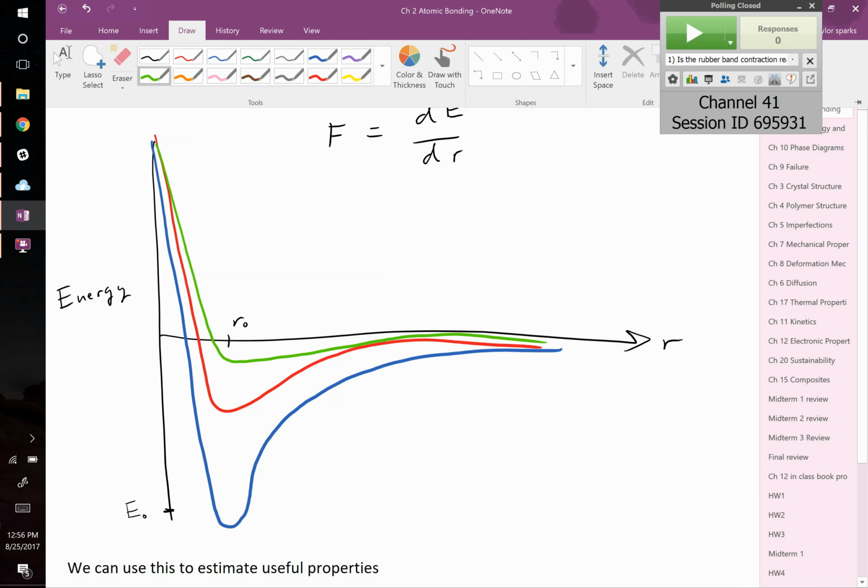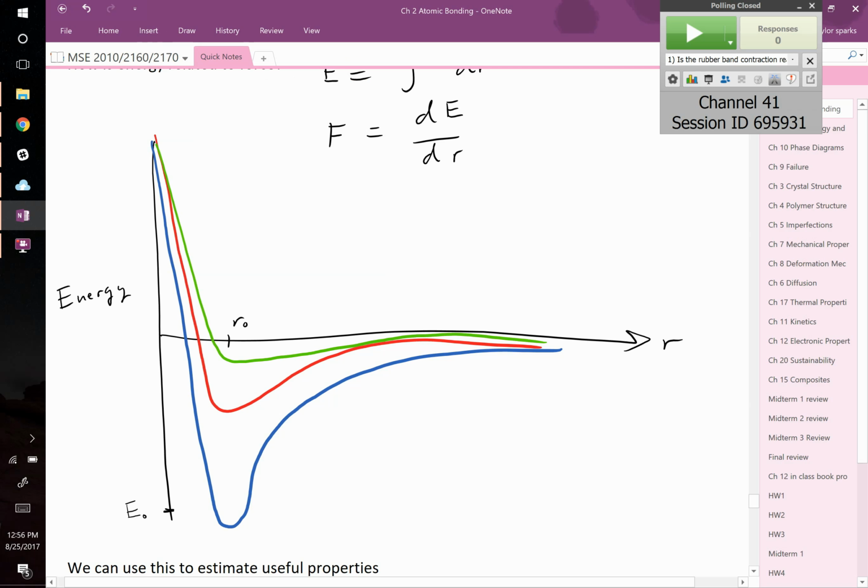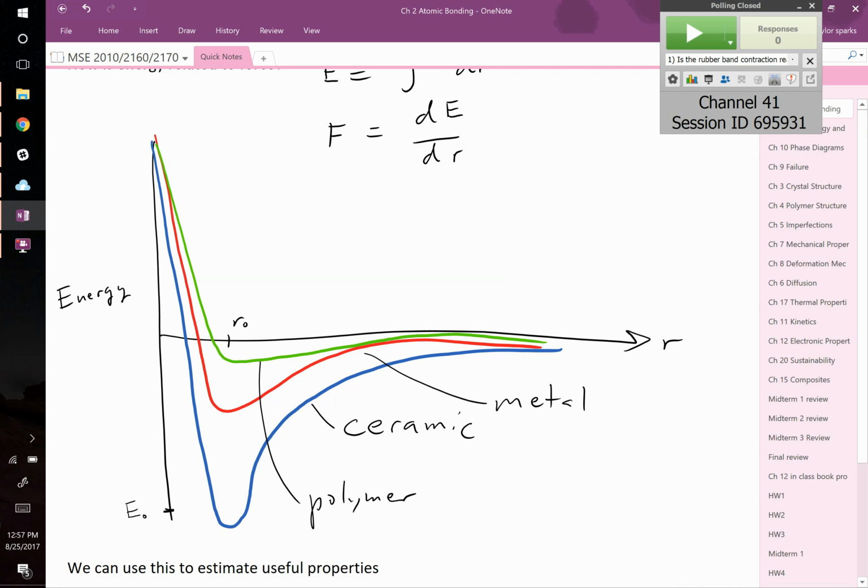Maybe turn to a neighbor and discuss. All right, I'm hearing only ceramic, so good. It is definitely your ceramic. Therefore, the red line is your metal, and the green line will be your polymer. Again, what is a polymer? We'll talk way more about it later this semester. That's plastics, right? The plastics melt at a much lower temperature than the other ones, okay?